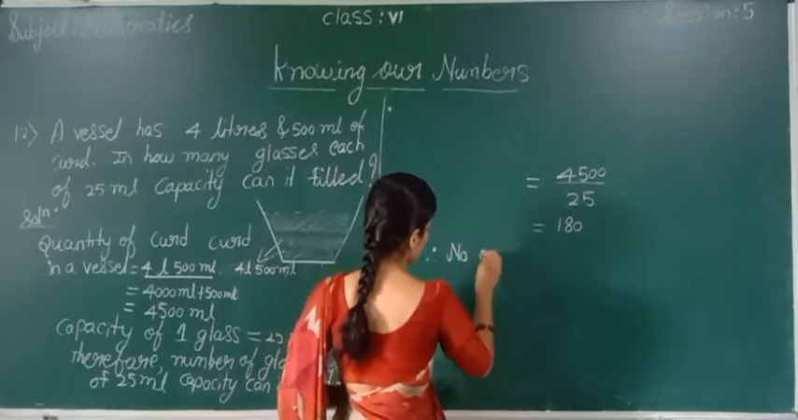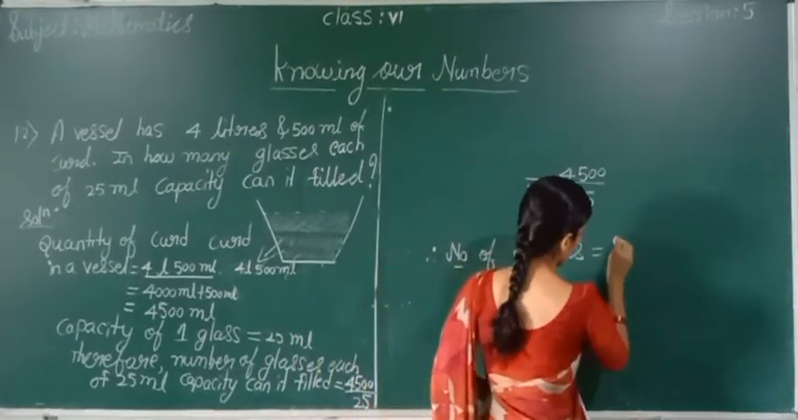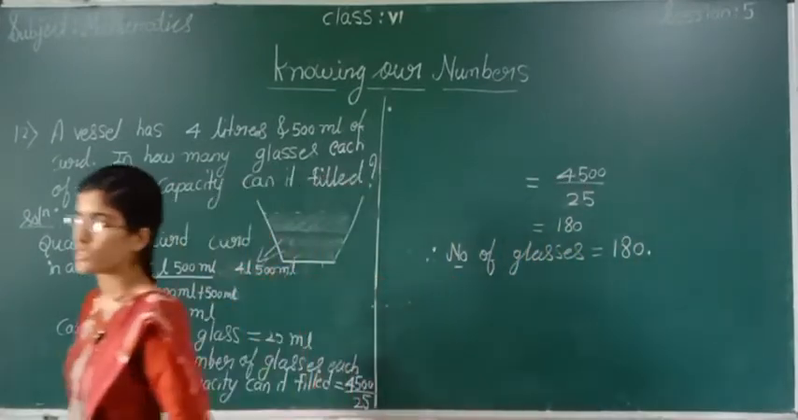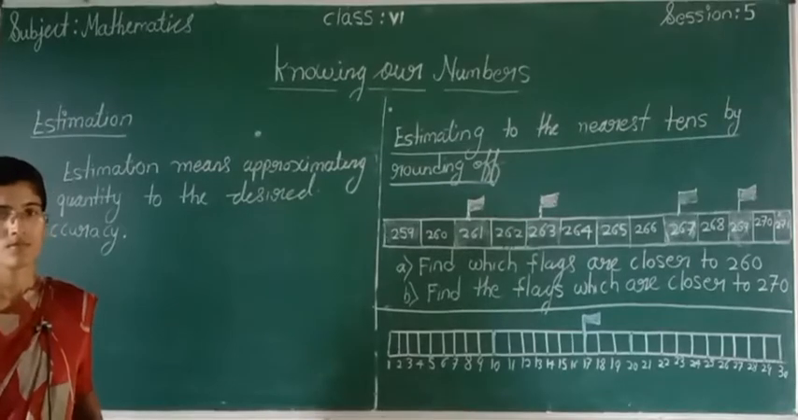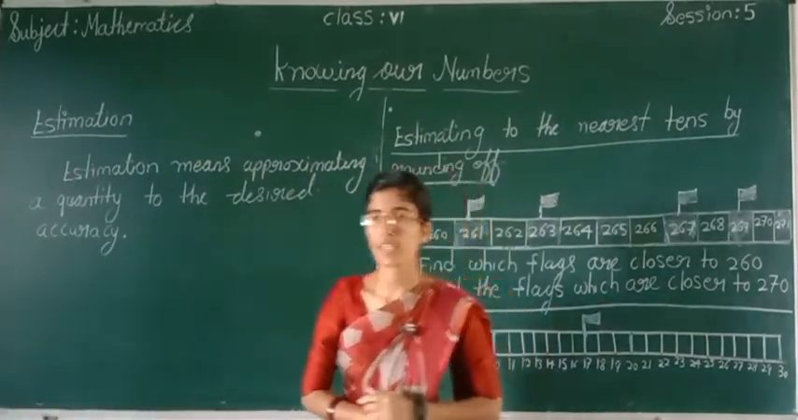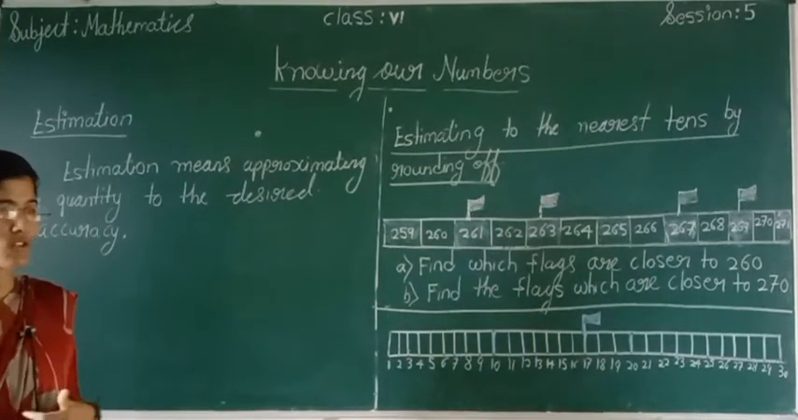Therefore, number of glasses is equal to 180. Okay. Now we will see the next concept of estimation. Now see, student, the next concept is estimation. We will see what is this estimation. Now I will ask you one question.